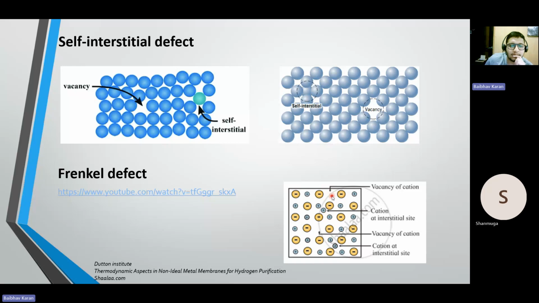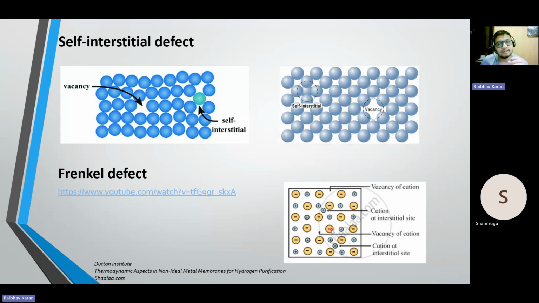This is the original site of the atom. It goes and sits in a different site. As you saw in the self-interstitial defect, there was a vacancy created, and this atom goes and sits in a different site. This same happens in case of ionic solids. Those were neutral solids. That's why we are giving a different name to that. The cation sits in a different place. So there is a vacancy in this area where the cation is not present, and there is an interstitial created where this cation goes and sits.